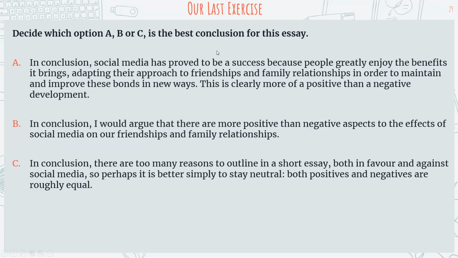Now for our last exercise, decide which option A, B, or C is the best conclusion for this essay. The first one says, in conclusion, social media has proved to be a success because people greatly enjoy the benefits it brings, adapting their approach to friendships and family relationships in order to maintain and improve these bonds in new ways. This is clearly more of a positive than a negative development. So I'm giving my opinion in the conclusion too. Or two, in the conclusion, I would argue that there are more positive than negative aspects to the effects of social media on our friendships and family relationships.